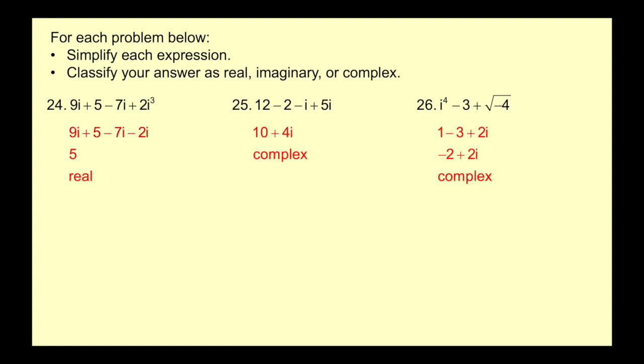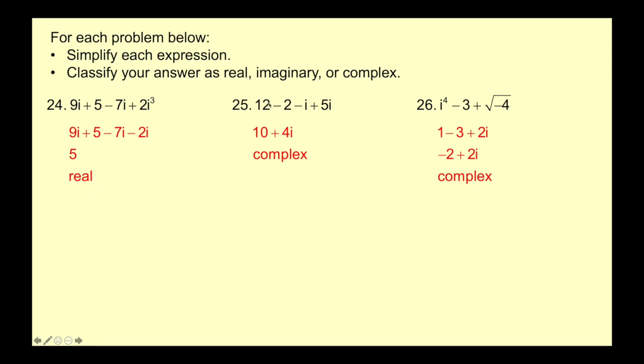And here are those answers. So here you can see we left the 9i alone, we left the 5 alone, we left the negative 7i alone. It's just the 2i to the third that we need to switch. i to the third becomes negative i. 2 times negative i is negative 2i. And then from there, as I go to combine, the 5 is definitely going to be part of my answer because it has nothing to combine with. But then as I go to combine 9i minus 7i minus 2i, those all cancel. So I'm just left with a 5, which means that this is considered real.